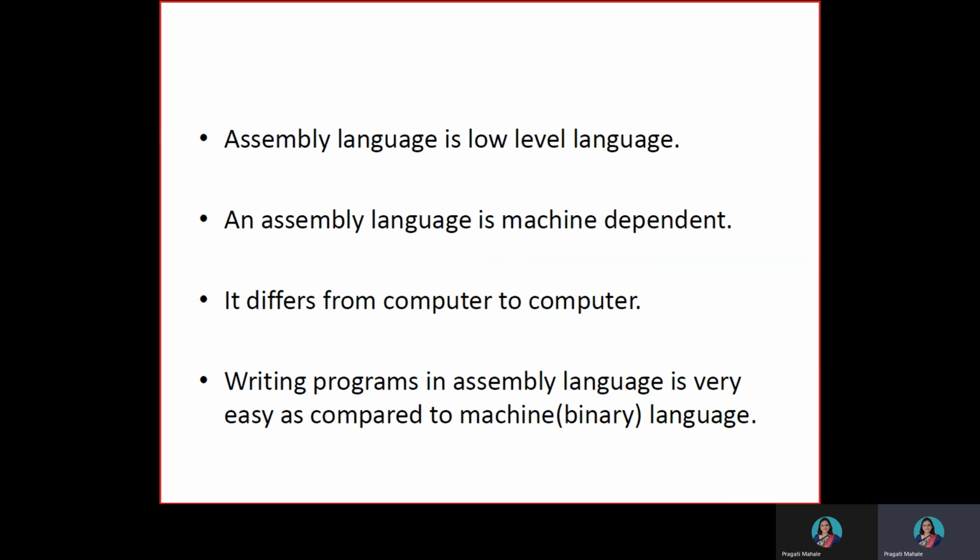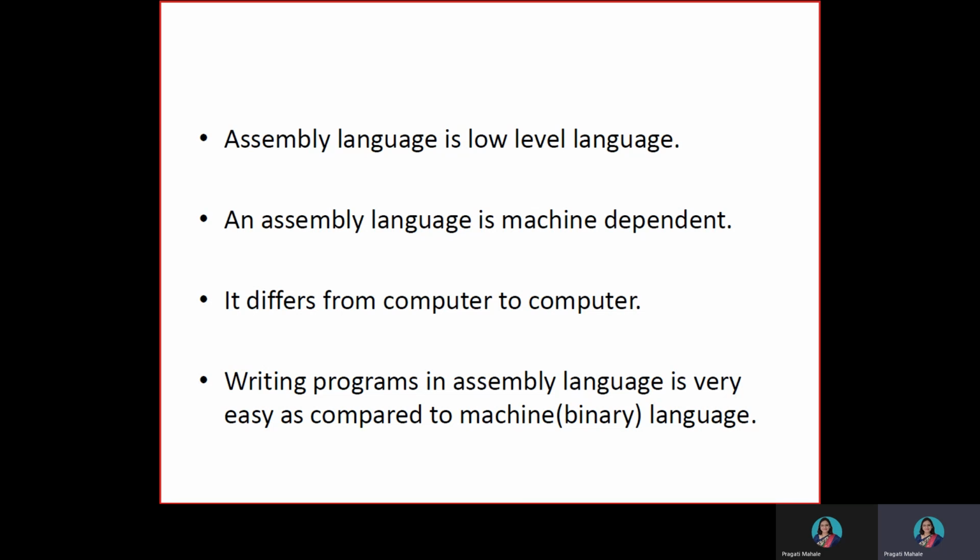So today we shall start with assembly language, which you have already studied in an earlier subject. We all know that assembly language is a low level language, right friends? Assembly language is machine dependent. It differs from computer to computer. As the computer or the platform changes, the assembly language also differs. So we say it is machine dependent.